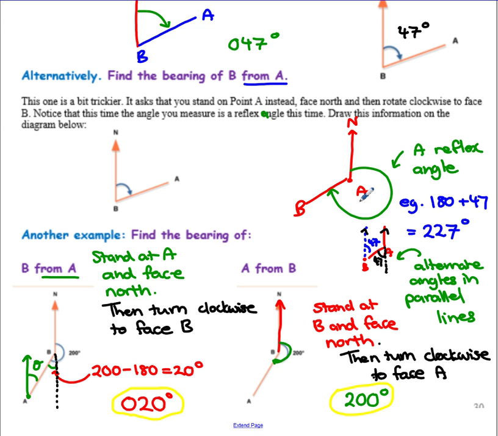So 180 degrees plus 47 degrees here is equal to 227 degrees, which is the value of that reflex angle there. And the reasoning is down here, alternate angles and parallel lines, so you might want to write down that too.